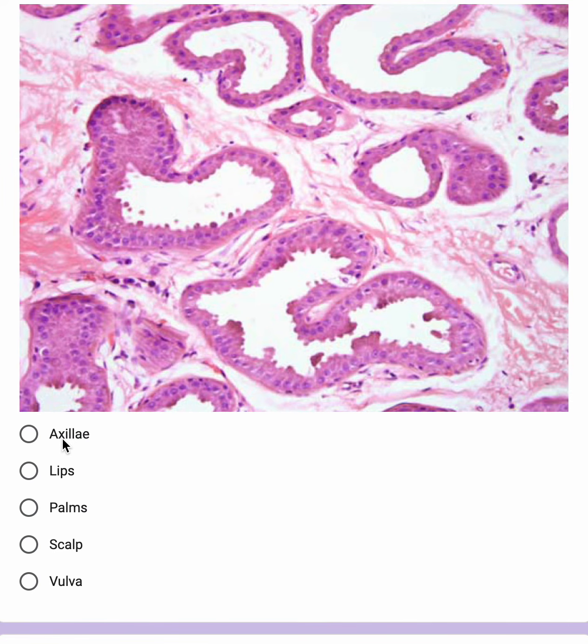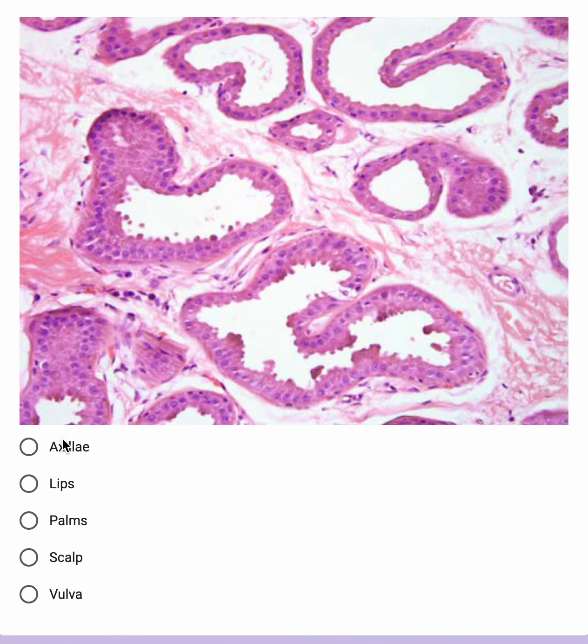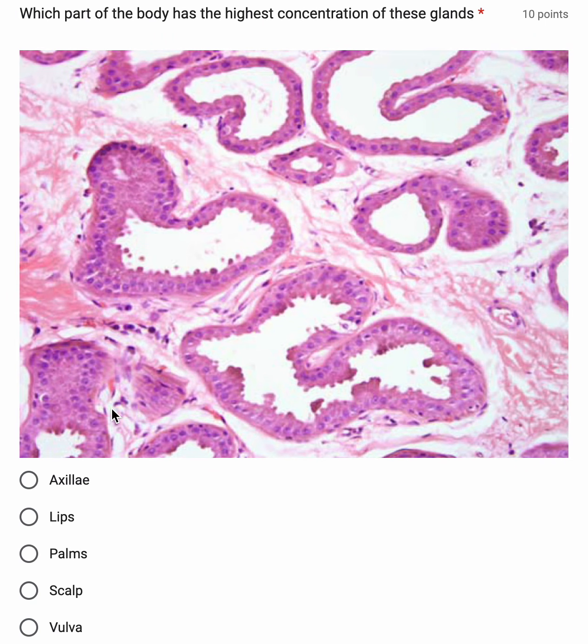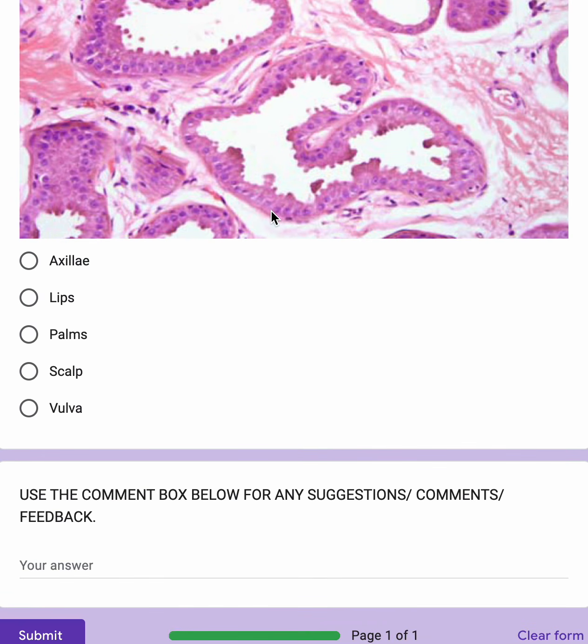All right, that is the clue. They're not common. They're not present on the palms and soles usually. They are present in the axillae. That's where you have the highest concentration. But the clue is to find the decapitation secretion. This is all the decapitation secretion. You can see that here as well, and this is a clue to this being an apocrine gland. All right, thank you very much.